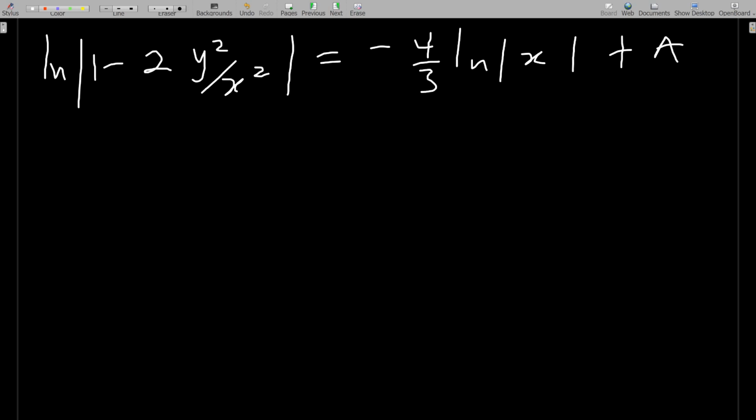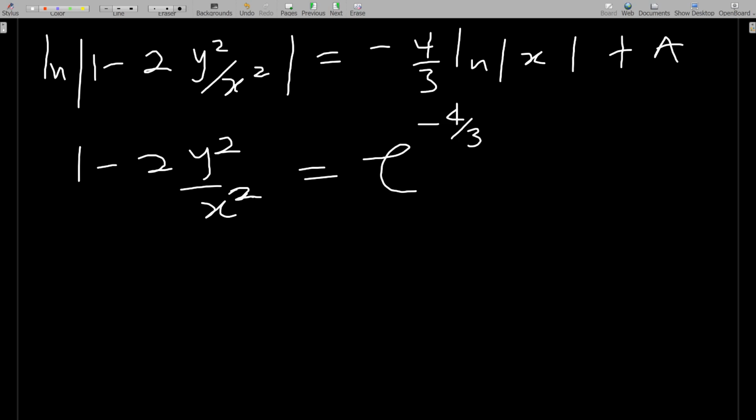They are all constants. So to take the anti-logarithm of both sides, e has to come and raise all these powers. So I have 1 minus 2y over x, squared. And this is equal to e to the power, let me write this first, minus 4 over 3, then ln of x, then plus a. Then this will give me 1 minus 2y squared. I'm trying to make y the subject.